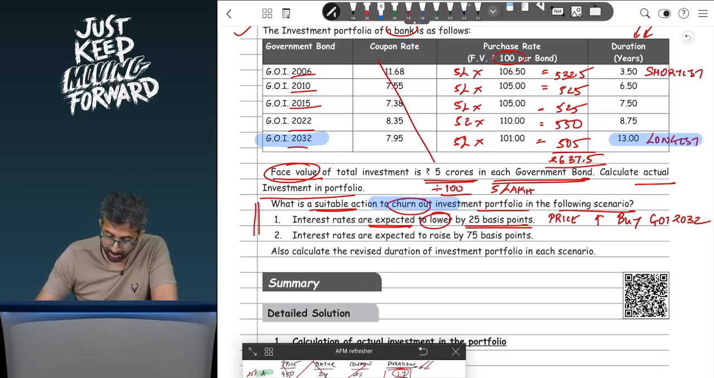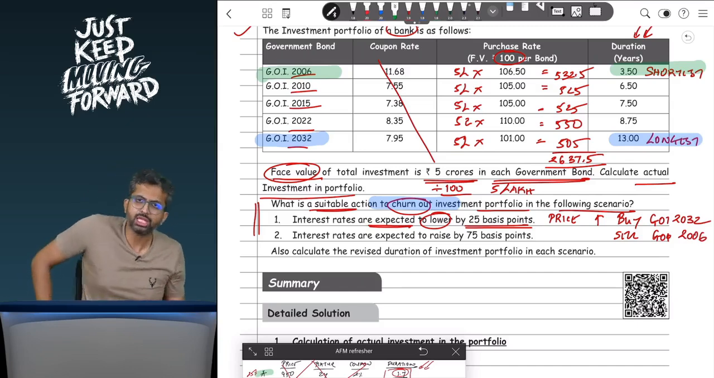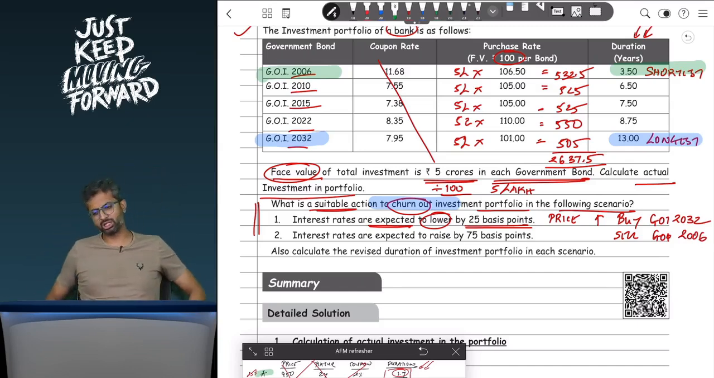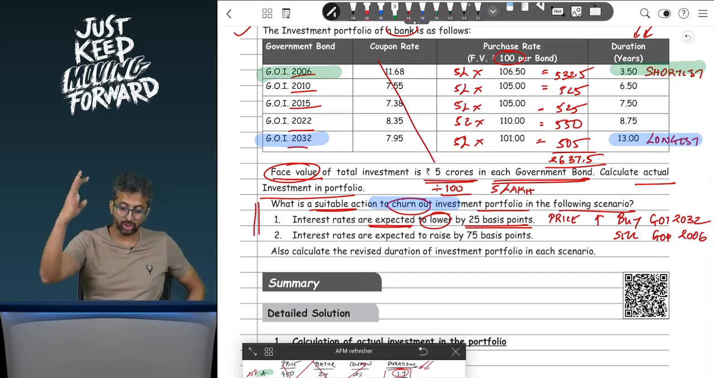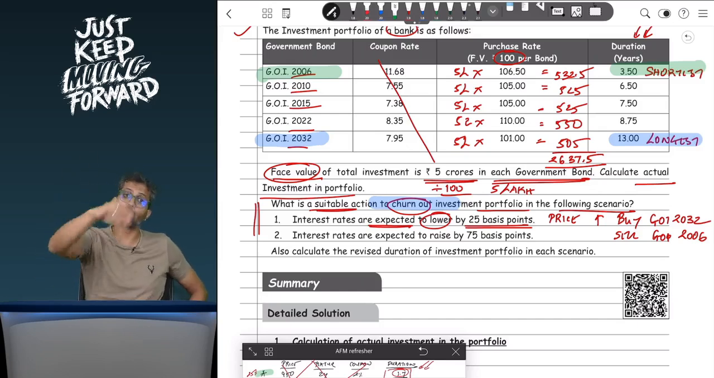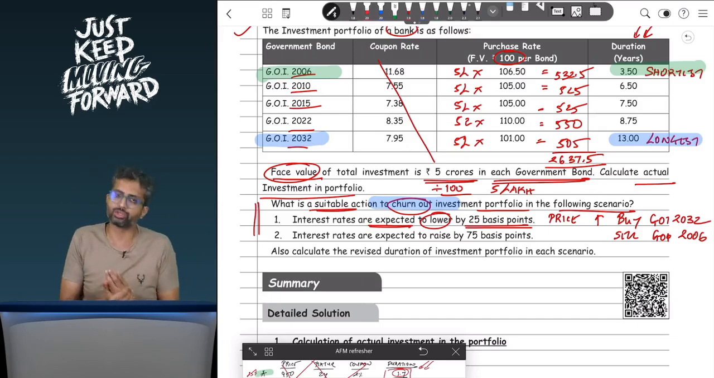But where will I get the money? Well, I have to sell something. So what will I sell? I will sell the GOI 2006 bond because it has the shortest duration. Now, depending on your confidence, if you are confident that interest rate is definitely going to fall, you can actually sell everything, 2006, 2010, 2015, 2022 and put all your money in 2032 bonds. That will give you the highest return. But again, it depends on how much confidence you have.